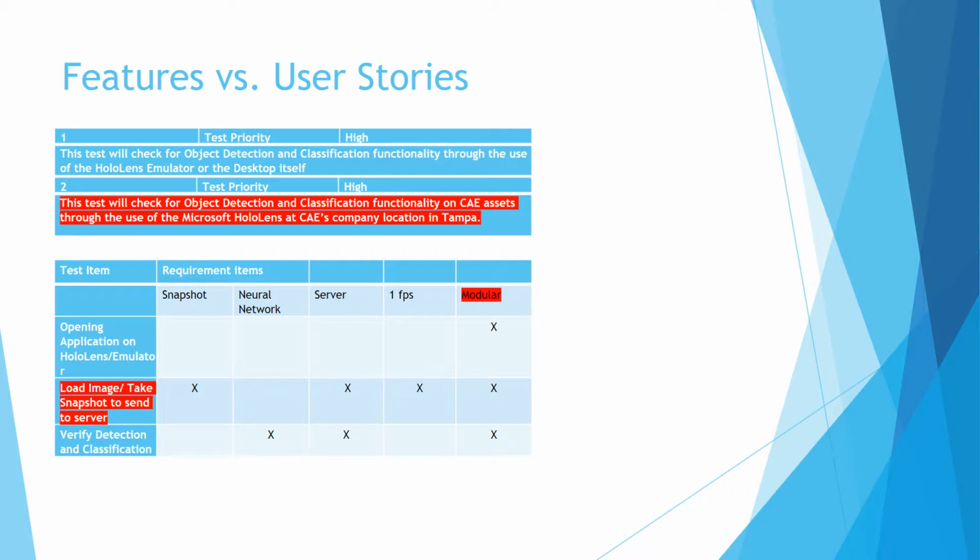As you can see, most of the test requirements were met, including the server, the neural network, and the ability to take a snapshot. However, the biggest thing that sticks out with our user requirements was our inability to actually load an image or take a snapshot to send to our desktop server. This comes into the modular aspect of our user requirements, which required us to actually open an application on the HoloLens that would successfully open an image or take a snapshot on the HoloLens itself and send the image back to the server for object detection and classification to be run on the image.